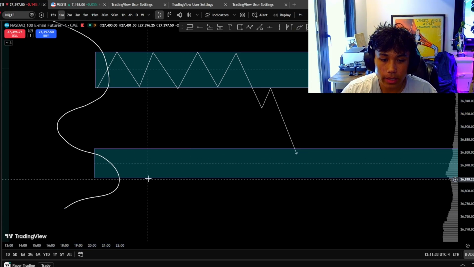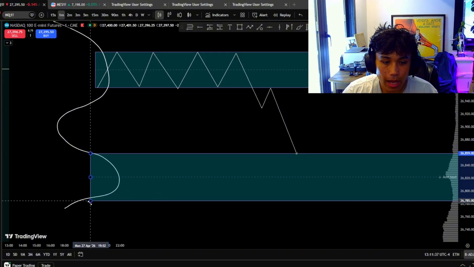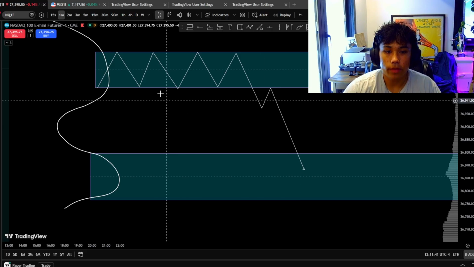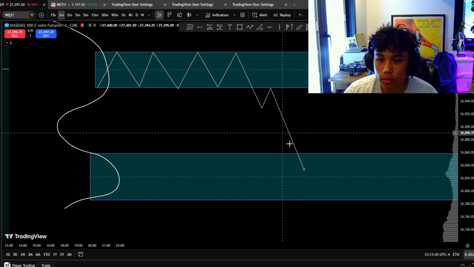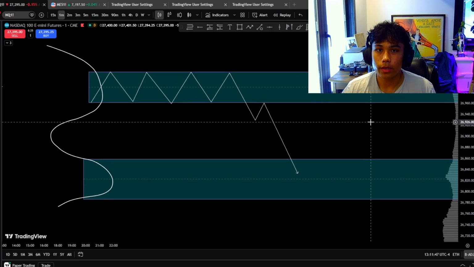So it'll look something like this. It'll move in between balance, then move down into another balance like this. So how can we use this and what does it look like on an actual chart?